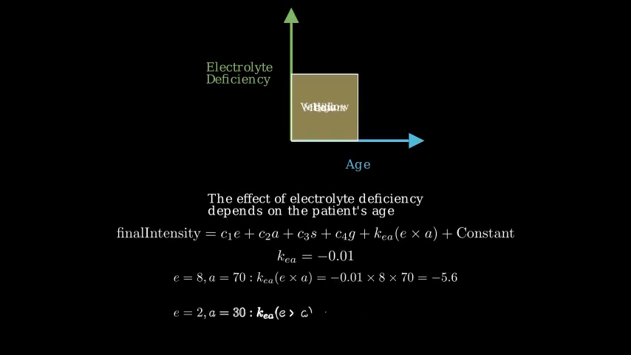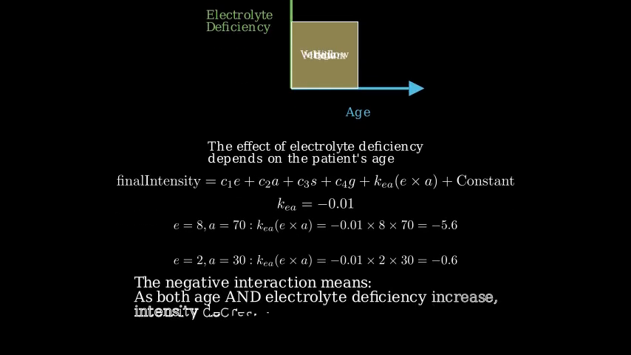Let's see how this works with some examples. If E equals 8 and A equals 70, the interaction term would be negative 0.01 times 8 times 70, which equals negative 5.6. If E equals 2 and A equals 30, the interaction term would be negative 0.01 times 2 times 30, which equals negative 0.6. The negative interaction coefficient means that as both age and electrolyte deficiency increase, there's an additional reduction in intensity beyond what each factor would contribute independently.